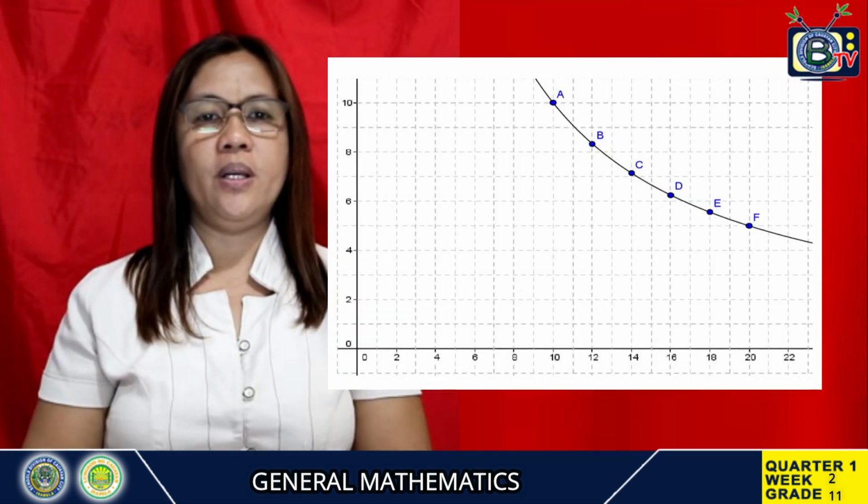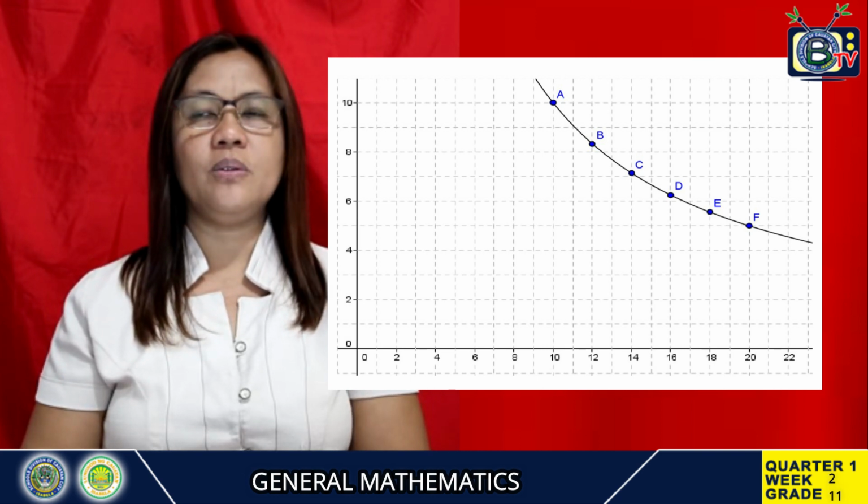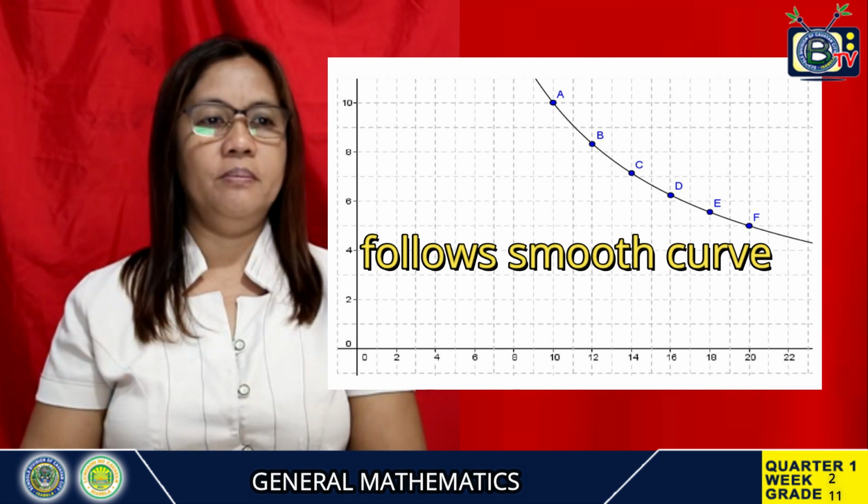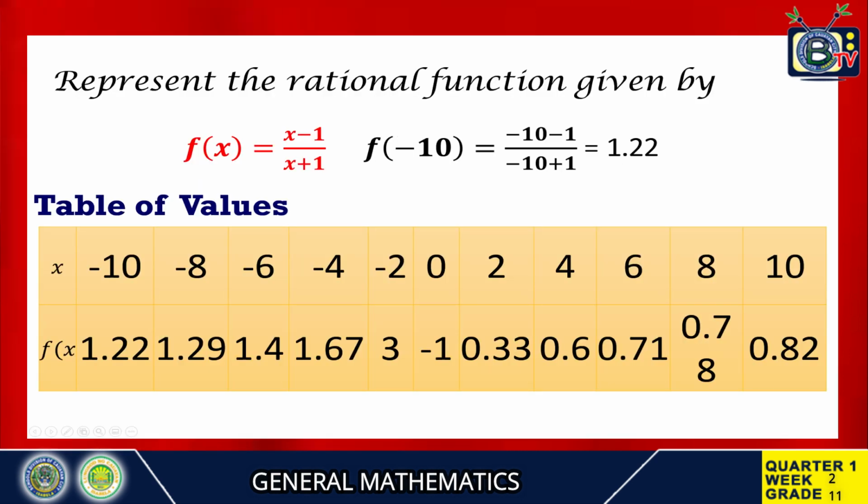By connecting the points, we can see that they are not collinear, but rather follow a smooth curve. Represent the rational function given by f of x is equal to x minus 1 over x plus 1. If x is equal to negative 10, then f of negative 10 is equal to negative 10 minus 1 over negative 10 plus 1, which is equal to 1.22.